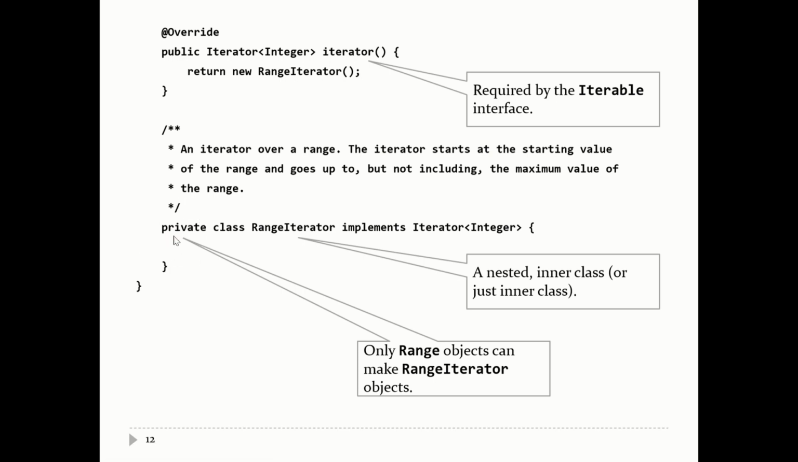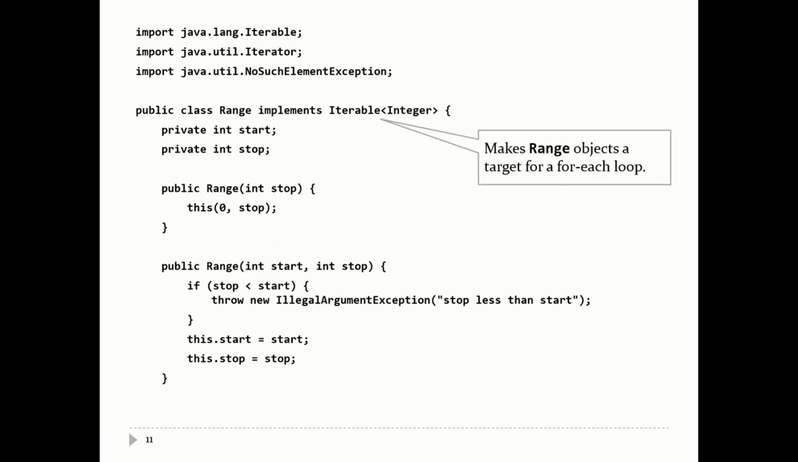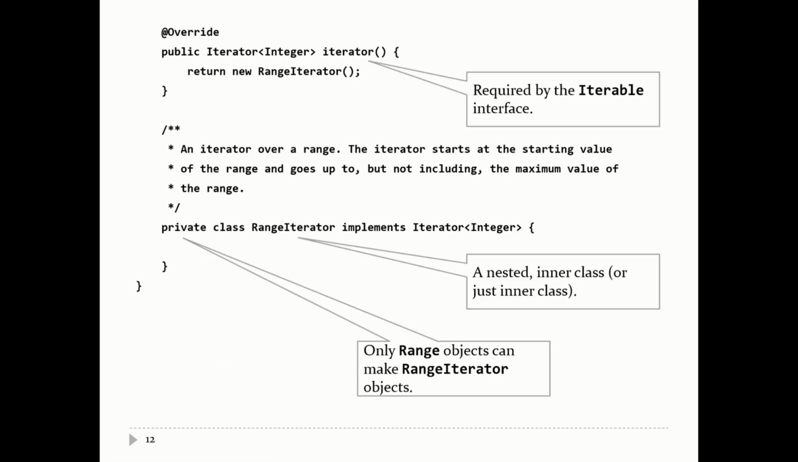And so when you do something like this, you're saying that the class you're creating is an implementation detail of the class that you're providing. So range iterator is just some implementation detail that no one else needs to know about, but range needs it in order to work. The consequence is that only the range class itself can actually make a range iterator object, and it does that right there.